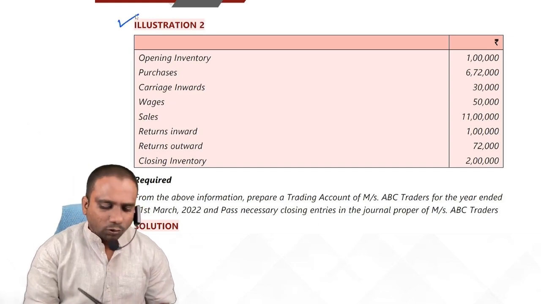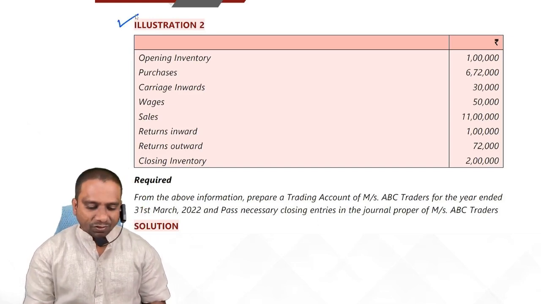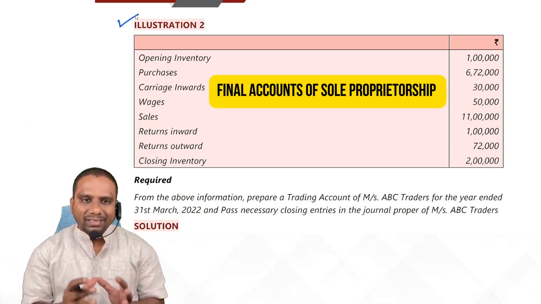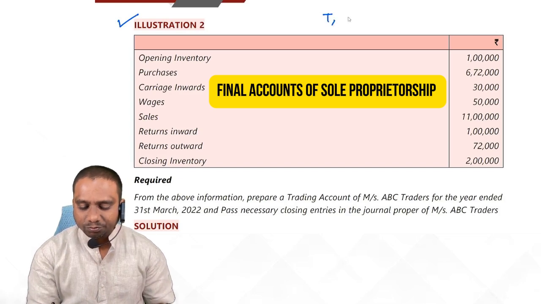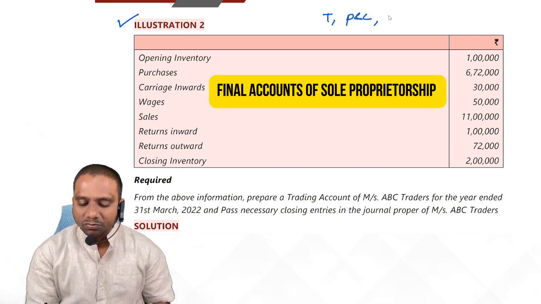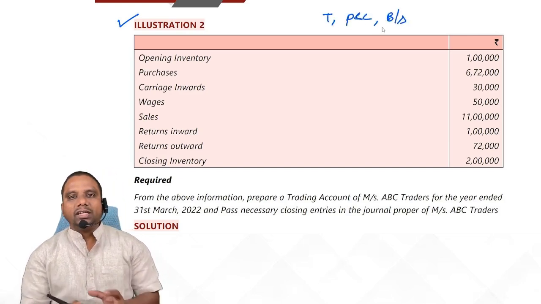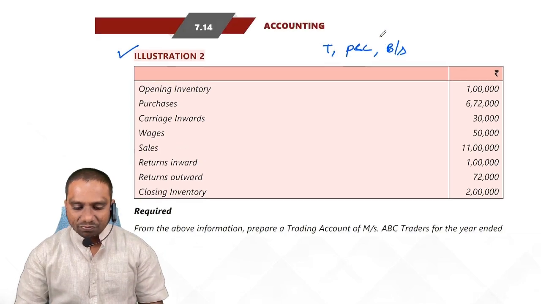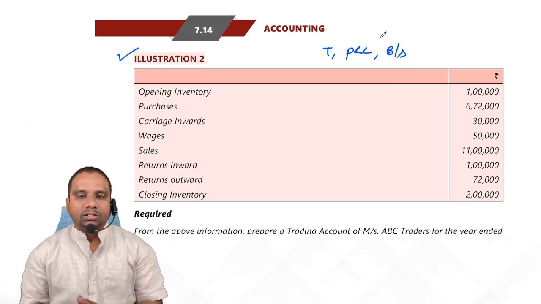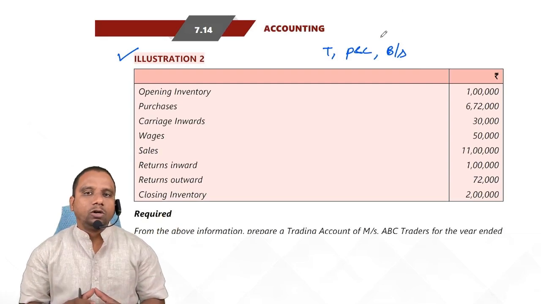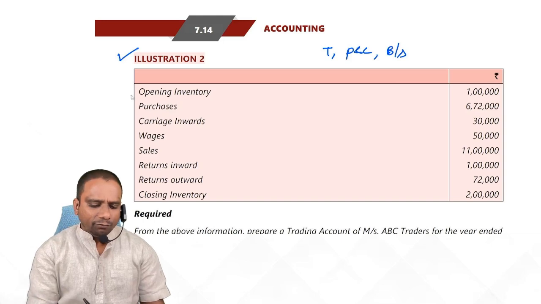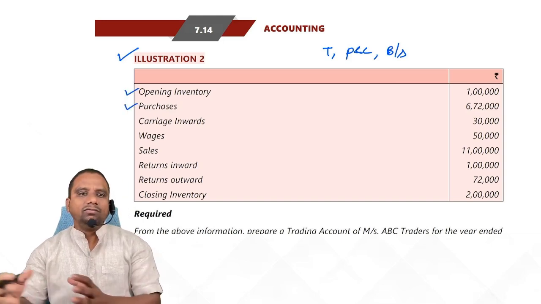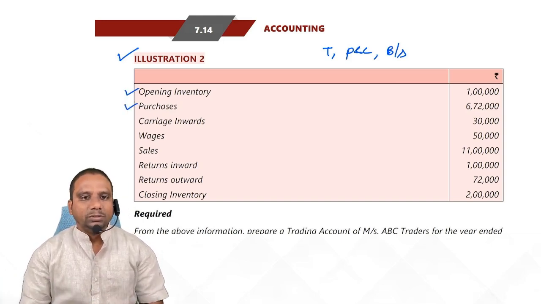Look at the first illustration, students. Here, what are the financial statements of a sole proprietorship? Trading account, profit and loss account, and balance sheet. When you get a question from this chapter, first prepare all the trading account format, profit and loss account format, and balance sheet format. After that, identify which item is recorded in which account. That's it. Simple.